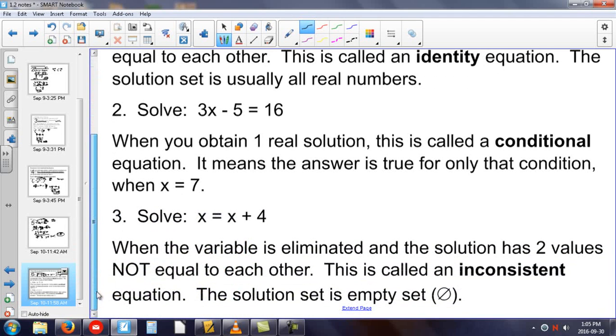Then number 2, sometimes you end up with an answer that works as long as x is a certain value, and so in this case we'd add 5 plus 5. 3x equals 21. We divide by 3. Sure enough, x equals 7. This is a conditional. The answer is true if and only if x is 7. If x is not 7, this equation falls apart. That's the most common type of answer.